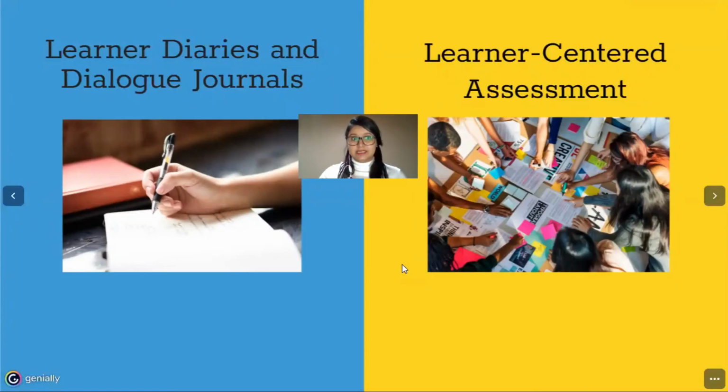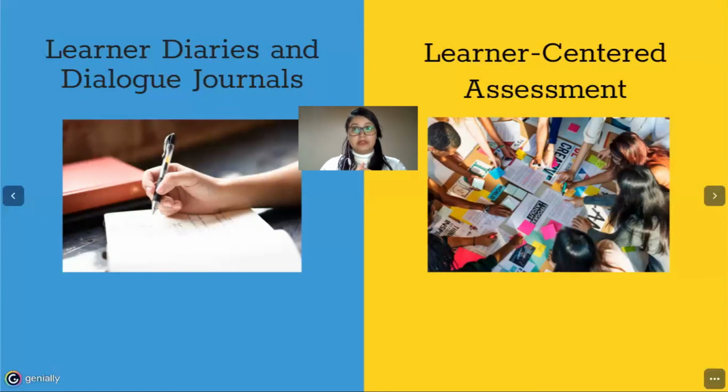Another strategy is learner diaries and dialogue journals. In this one, the objective is to have students writing about what they learned in class, their perceived level of mastery over a course content, and also what they plan to do with the newly acquired skill or the newly acquired content, how they're going to use it.